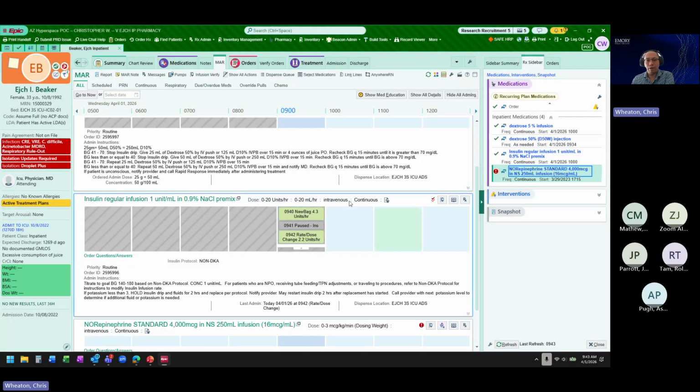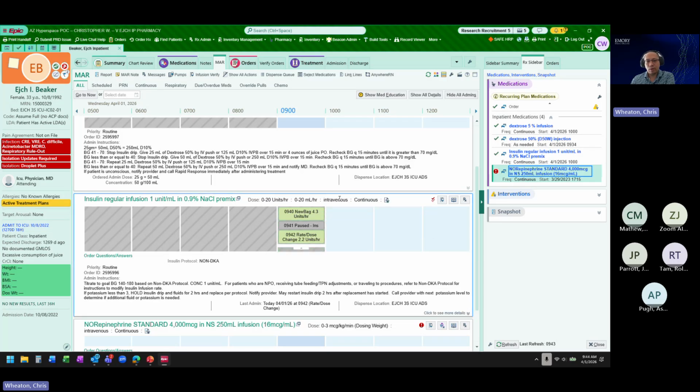If and when you're using pump interrupt, you may see additional MAR actions such as paused insulin and then a paused action when it's actually paused at the pump. That is expected because some of these are going to be generated from Epic and then the other ones are generated from the pump documentation. But all in all, it's very similar to other infusions. It is similar to the DKA calculator and how it works.